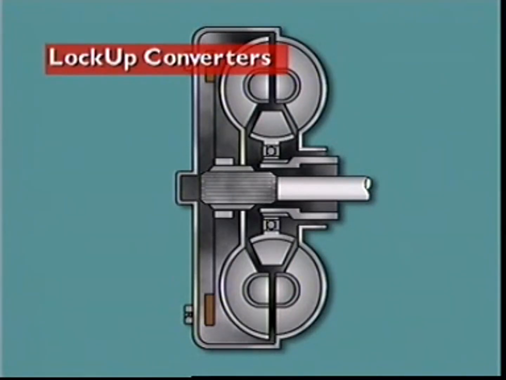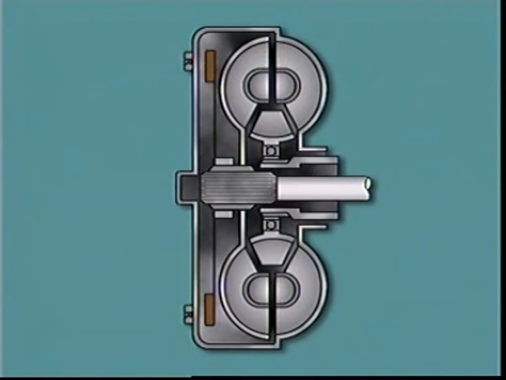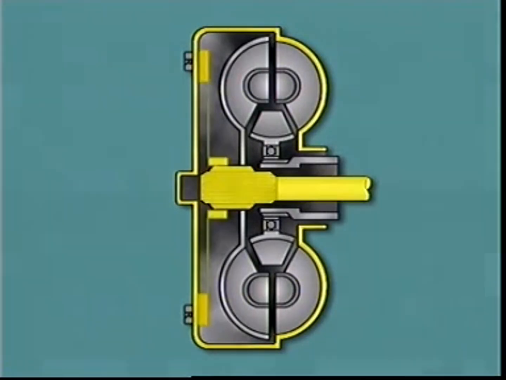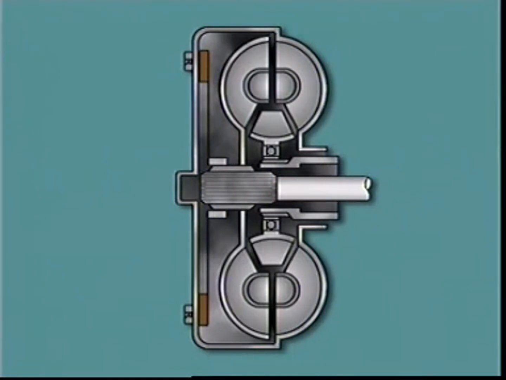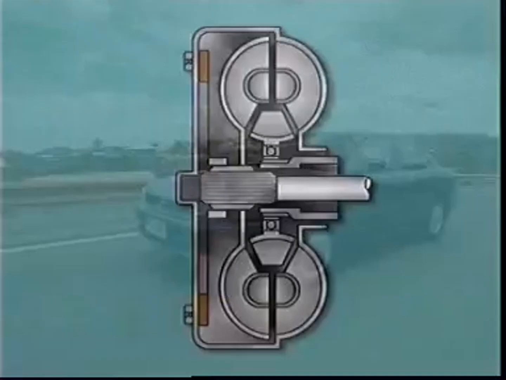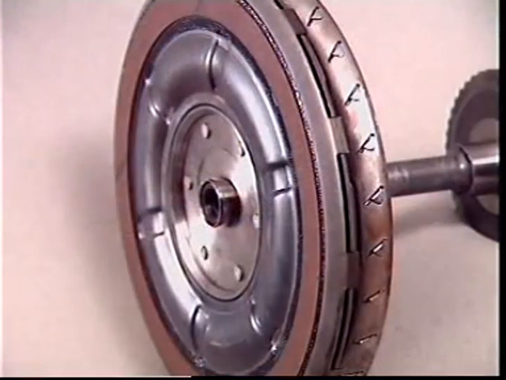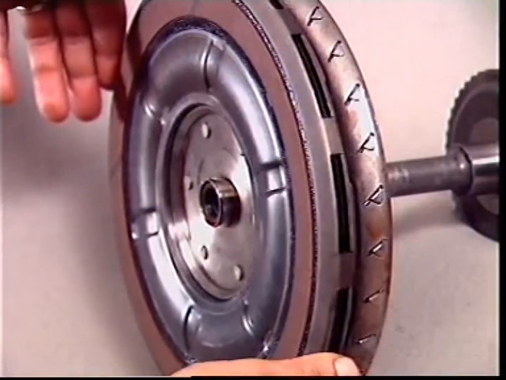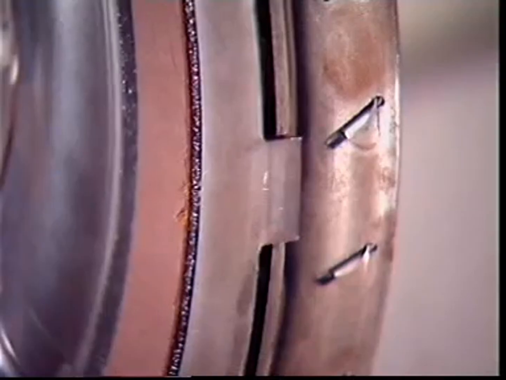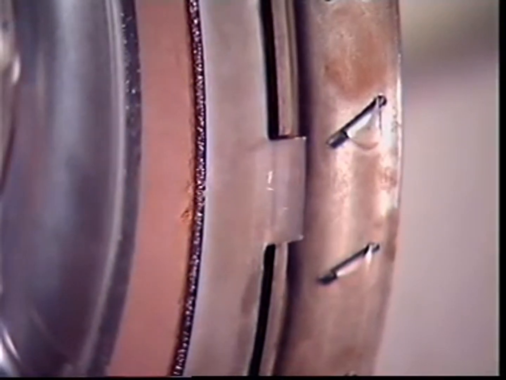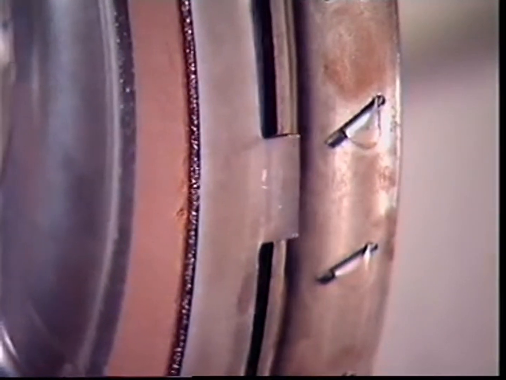In a lock-up converter, the impeller and turbine are locked together when conditions are suitable to provide a one-to-one drive from the engine to the transmission input shaft. Lock-up normally occurs at higher road speeds when light throttle openings are being used. The lock-up piston engages in slots in the turbine and can move axially for engagement and disengagement.